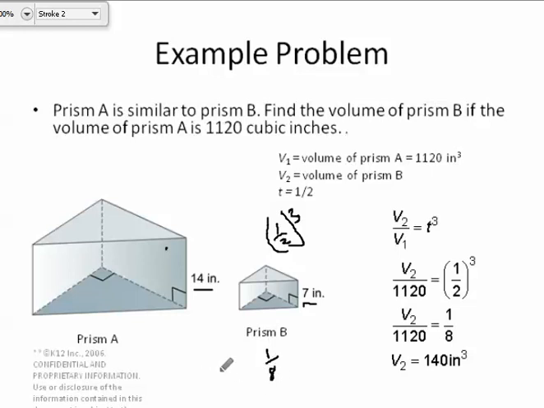Okay? If we knew this first one was 1120 in volume, times 1/8, it's going to tell me 140. I found the volume of the small one and didn't even have to go through a whole lot of the volume formulas. Ta-da.